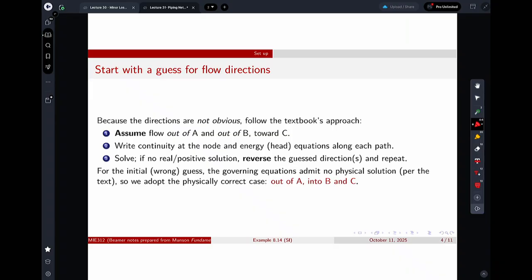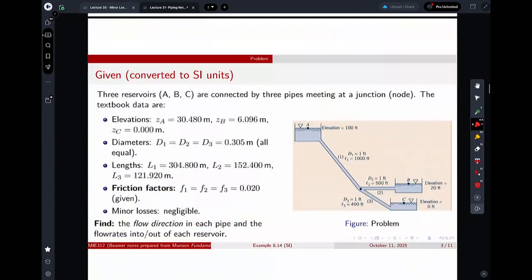Write continuity at the node, and the energy head equations, solve, and if there is no real positive solution, reverse the guessed directions and repeat. For the initial guess, which is going to end up being wrong, the governing equations admit no physical solution. So we adopt the physically correct solution, which is going to be out of A into B and C. Now that's not how I would start this problem. I'm sort of jumping ahead in terms of the iteration.